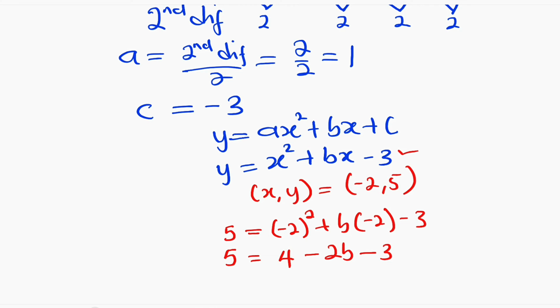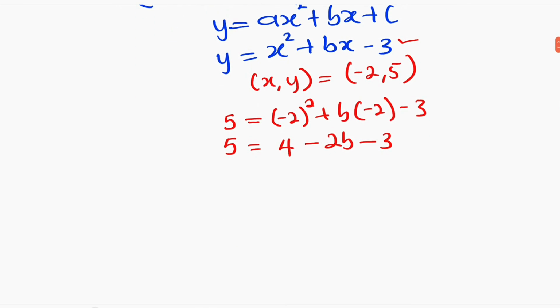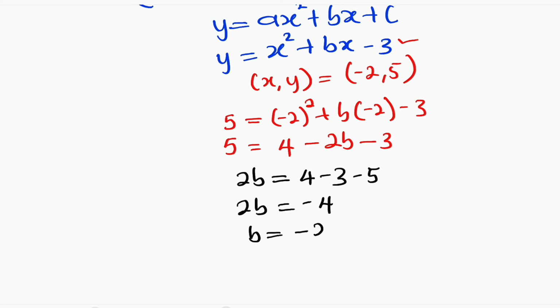Now let us take all those constants to the right and the unknown to the left. If negative 2b crosses to the left-hand side, it becomes positive. So we have 2b to the left. And to the right, we have 4 minus 3. If this crosses over, it becomes negative as well. 2b is equal to 4 minus 3 is 1, and 1 minus 5 is negative 4. If you divide both sides by 2, you have b equal to negative 2. We can now substitute the value of b equal to negative 2 in this equation to obtain our general equation.